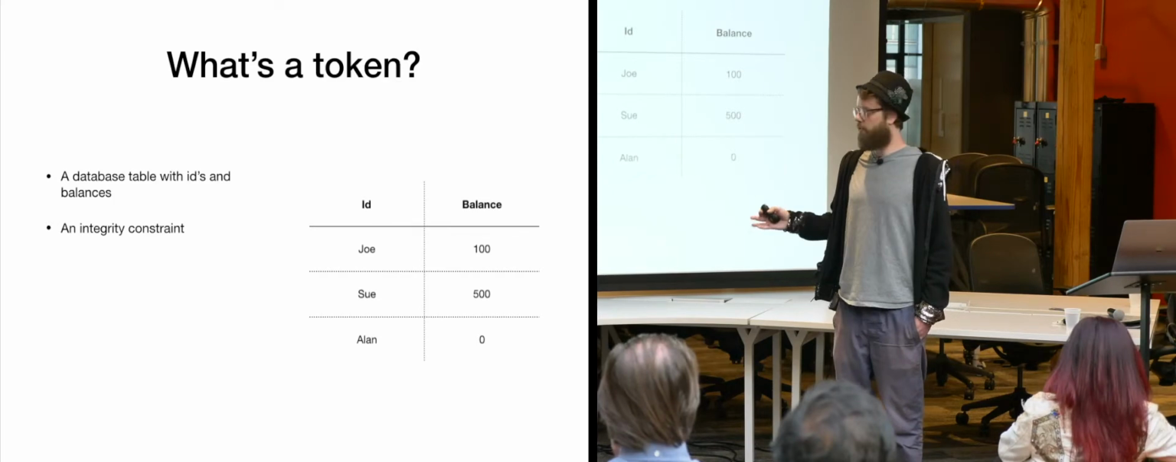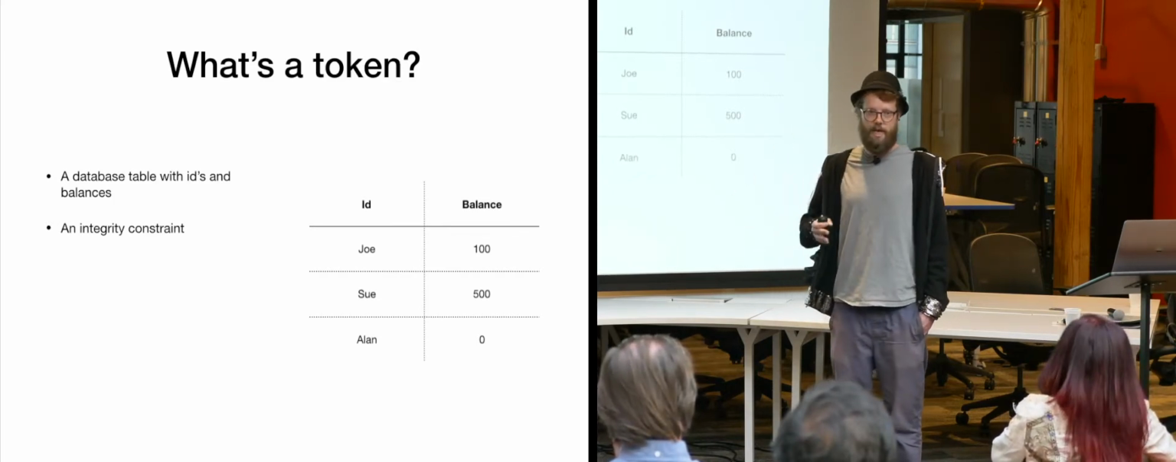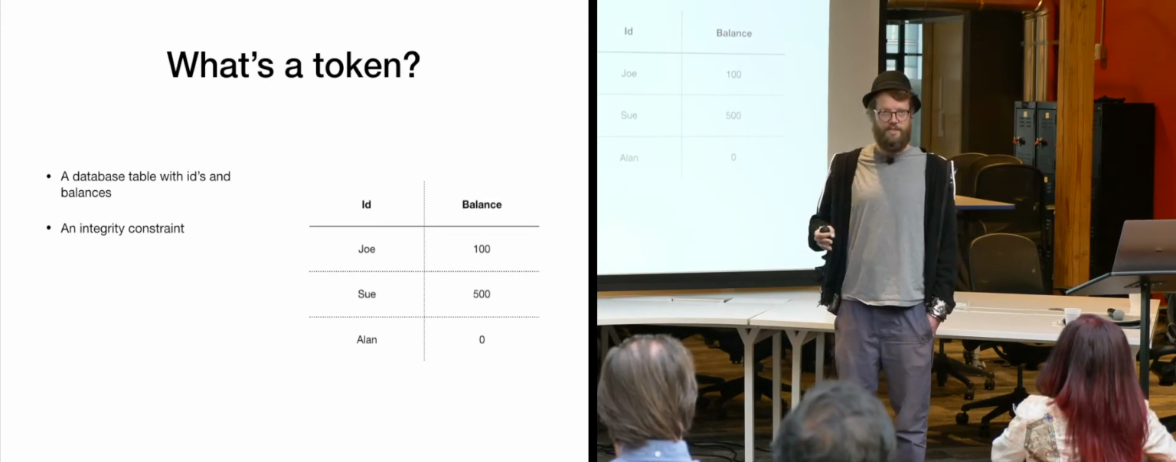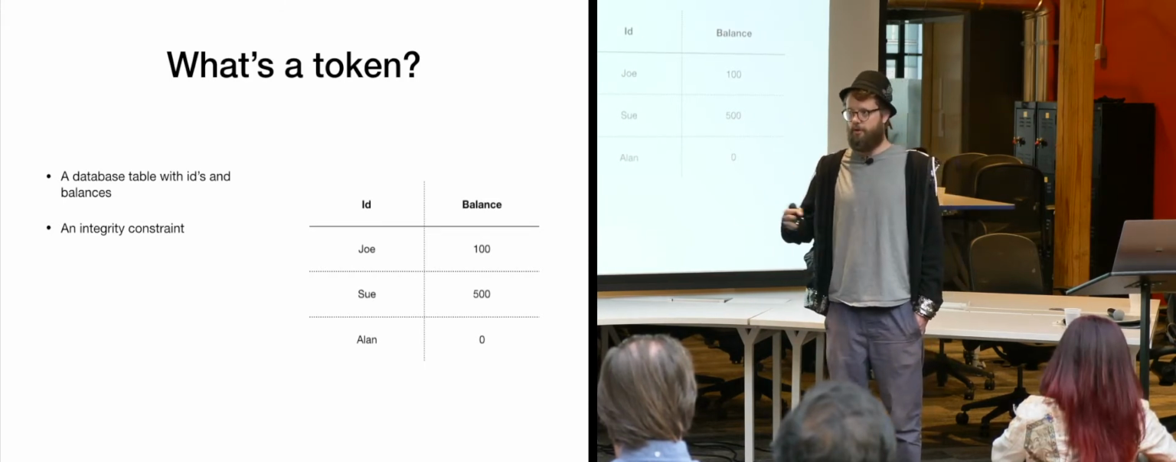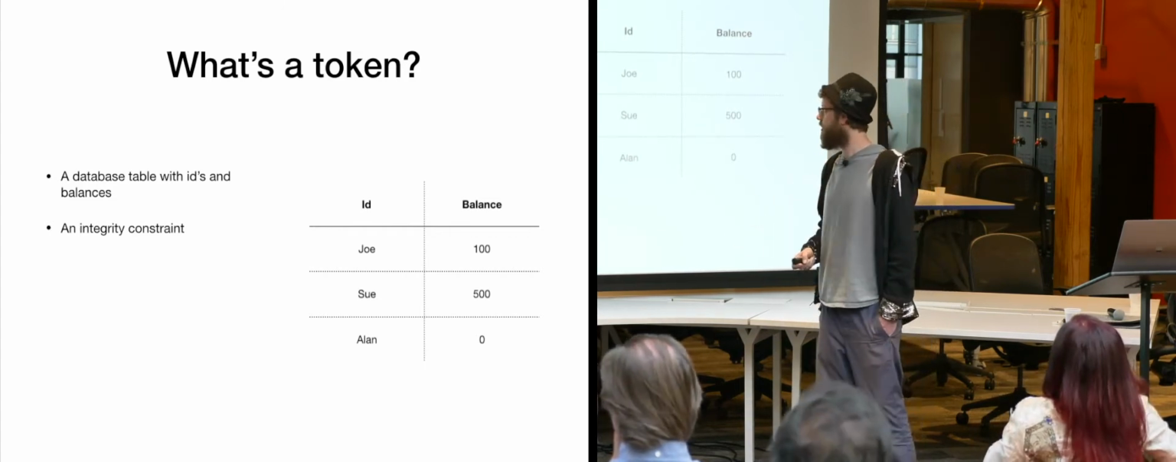For example, in the case of a fungible token, where balances are numbers, the integrity constraint would say that the number of tokens in existence must remain constant throughout the operation of the token, in order to prevent people from creating tokens out of thin air.